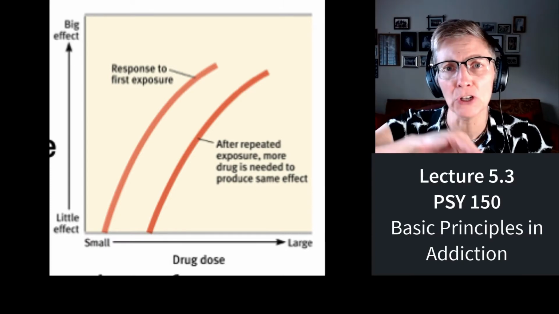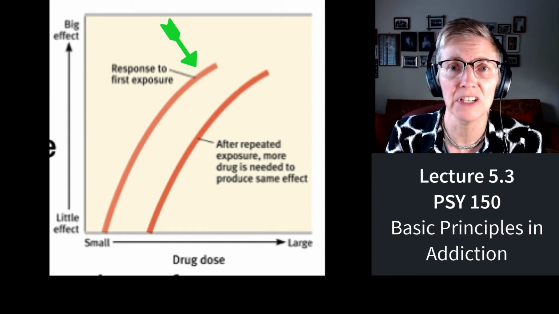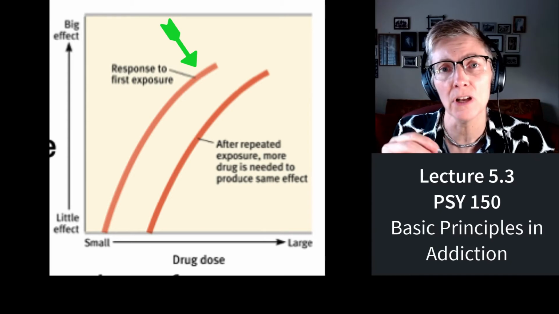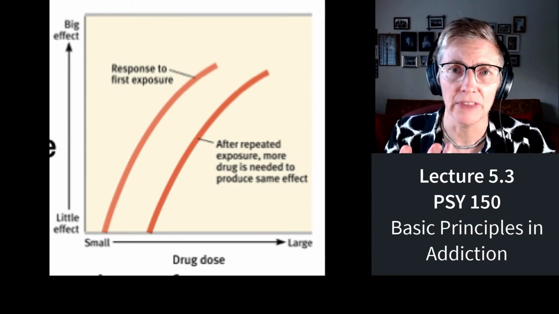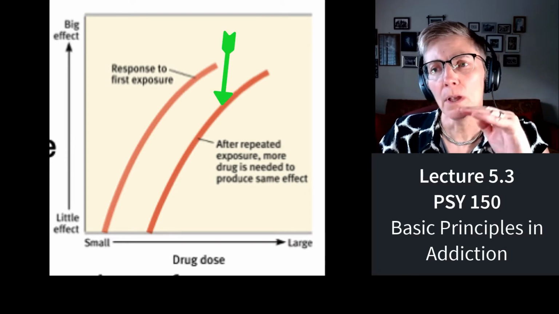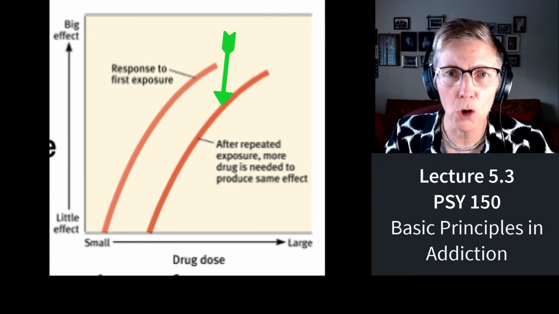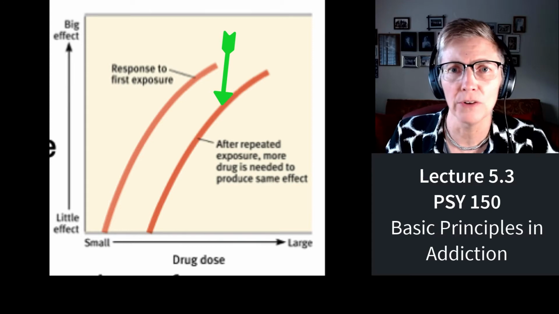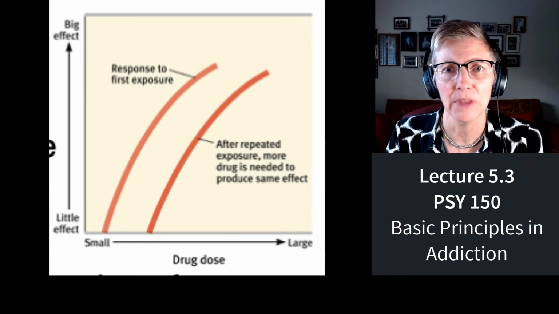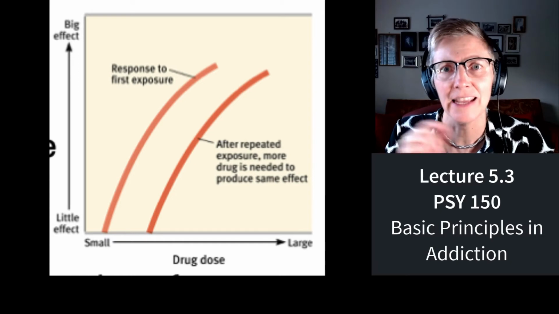Now the top curve shows a drug response curve for someone taking a particular drug the first time. The more they take of a particular drug, the stronger the effect of that drug. But there's a second curve down below it. The difference between those two curves is tolerance. The lower curve shows the impact of a drug after it's been taken repeatedly. So you can see with tolerance, someone has to take more of the drug to get the same effect.